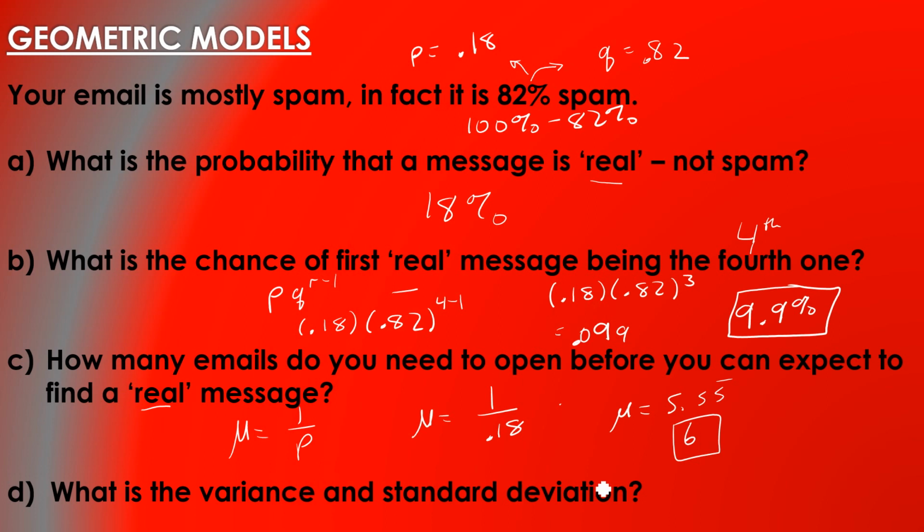And then this last question is at the very bottom here. What is the variance and standard deviation? And just so that we have gone over it, our variance is going to be q over p squared. So in this case, 0.82 divided by 0.18 squared. And I'll go ahead and put that in as well. And this is from the perspective, of course, that a success is getting a real message, not that a success is getting a spam message.